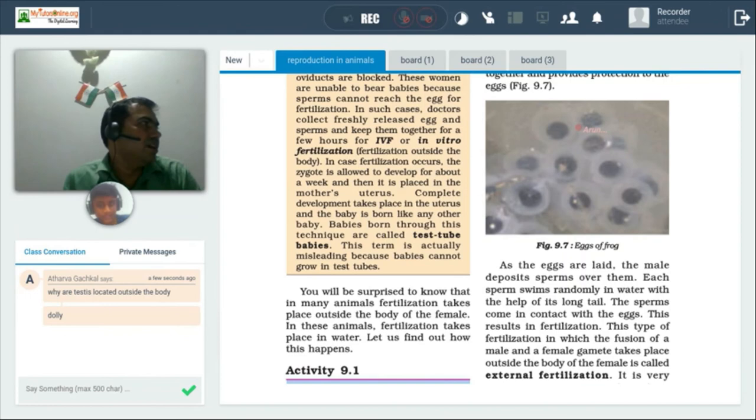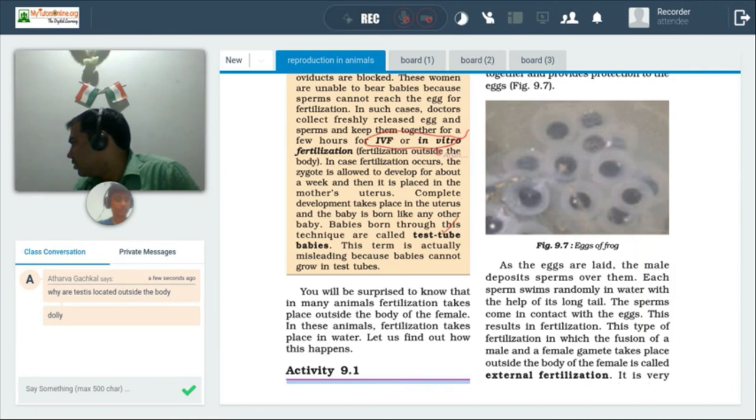Okay. Yes. So when we carry out fertilization in the test tube, and once the baby takes birth, such babies are known as test tube babies, and this process is in vitro fertilization, because artificially we are carrying out the fertilization, not the natural process.